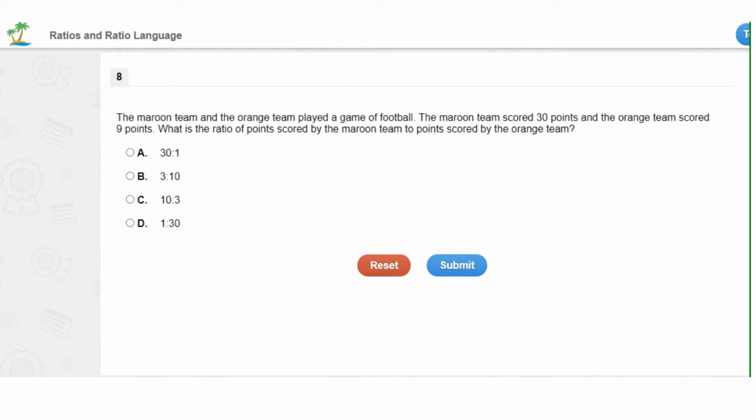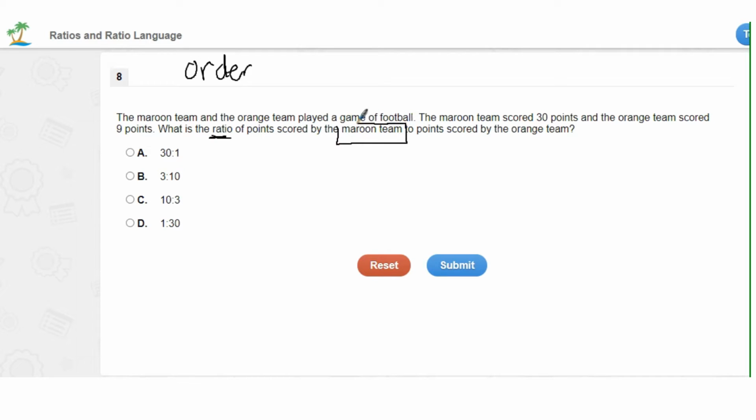So for this question, a maroon team and an orange team played a game of football. The maroon team scored 30 points and the orange team scored 9 points. What is the ratio of points scored by the maroon team to the points scored by the orange team? So remember, when you're dealing with ratios, order is important. Order is everything. So this question is asking for the ratio of the points scored by the maroon team.